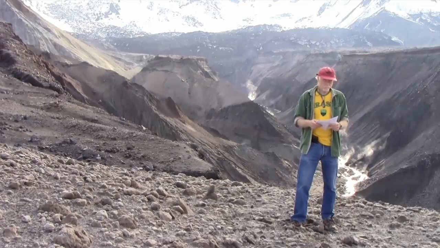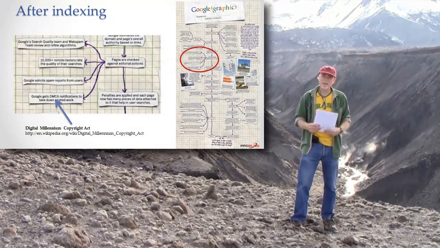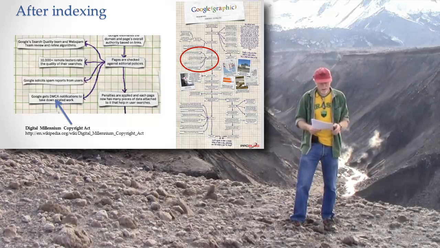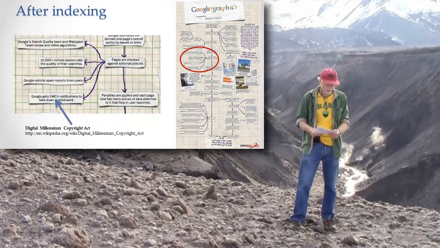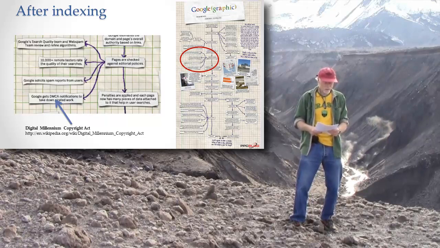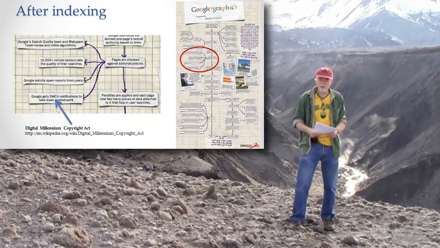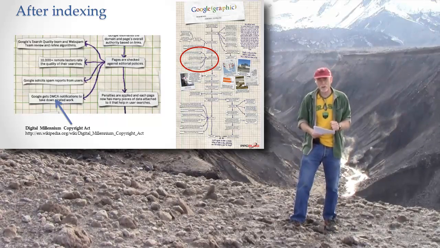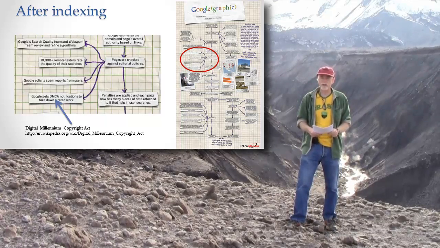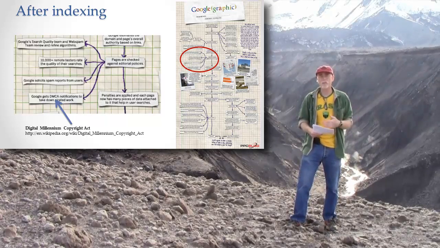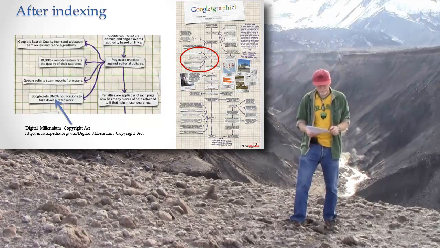Okay, so we're still on this concept of what happens after the index, and now I'm going to zoom in again on this picture, and I'm going to give you an idea of what Google is saying. The search quality team and the web spam team review and refine the algorithms. This means that the team at Google is not actually looking at the pages. They're looking at the program that looks at the pages, and they're trying to improve that program more and more as time goes on.